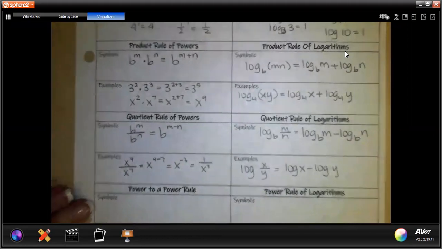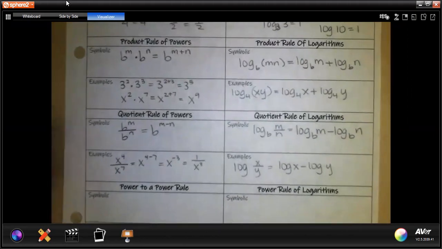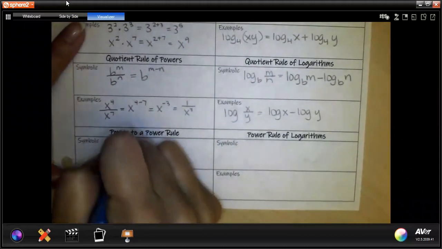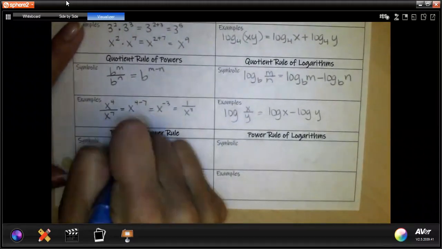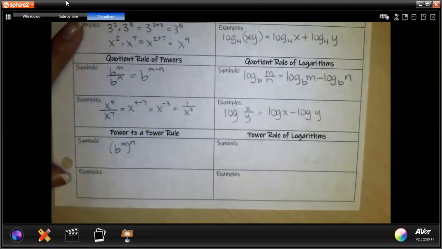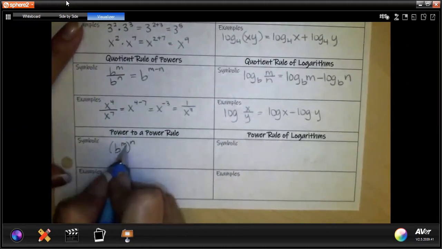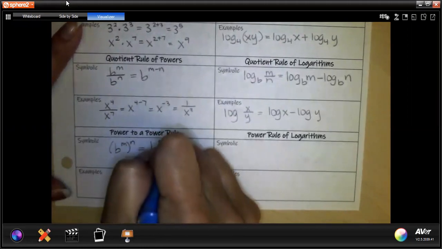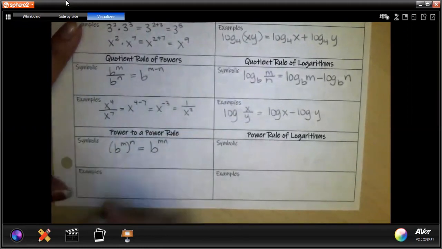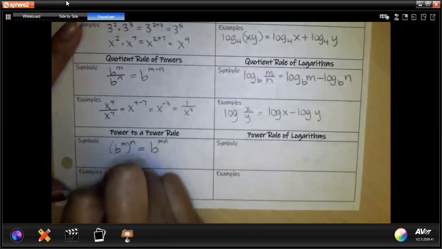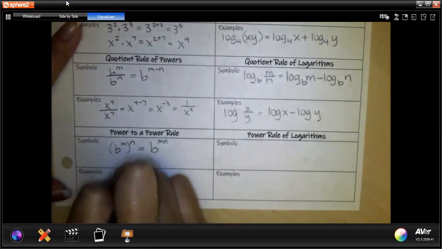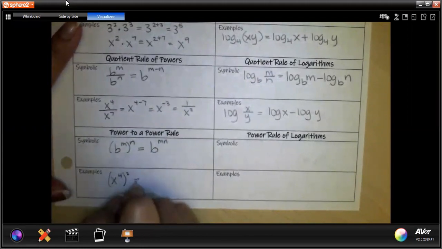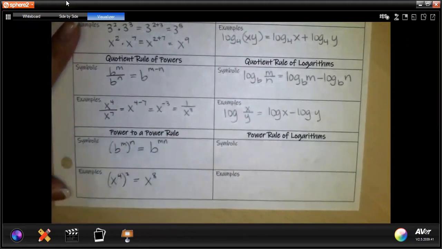And then the last one here is the power to a power rule. And that tells us if we have something that's raised to a power and that entire thing is raised to a power, we multiply these. And so we would get b to the mn. For example there, if we have x to the 4th power raised to the 2nd power, that's a power to a power, so we multiply, we get x to the 8th power.